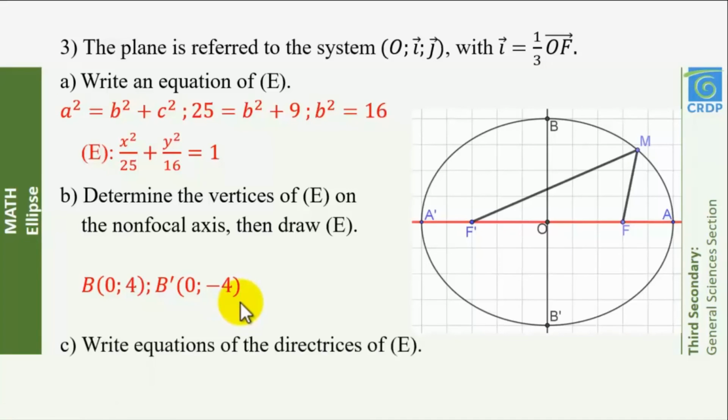Write equations of directrices of E. The directrices of E are perpendicular to the focal axis x prime x. And we know that distance from O to delta equal distance from O to delta prime equal a squared over c. Therefore, an equation of delta is x equal a squared over c equal 25 over 3, and that of delta prime is x equal minus a squared over c equal minus 25 over 3.